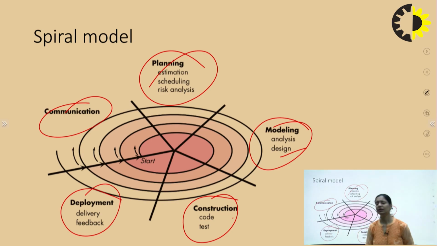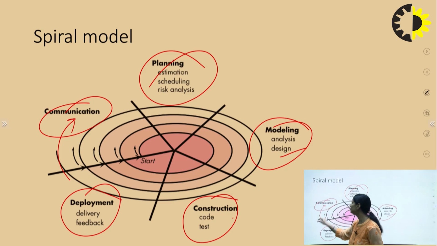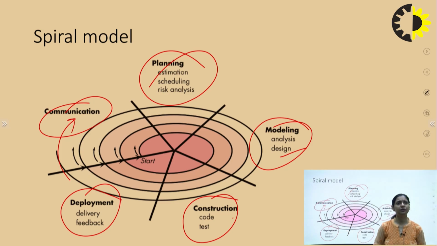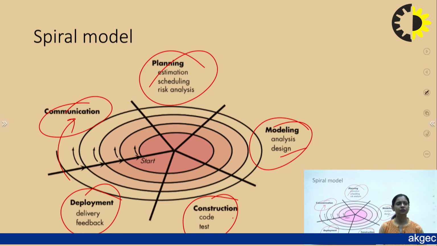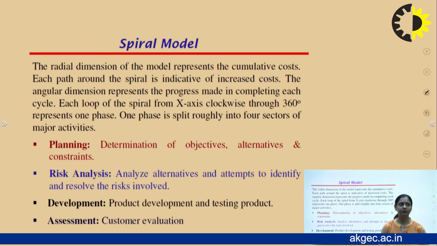Once the deployment is done, the delivery is there, the feedback is taken from the user. Once the user gives some feedback, it is again communicated to the team, they try to enhance it and then it moves into the spiral in this manner only.